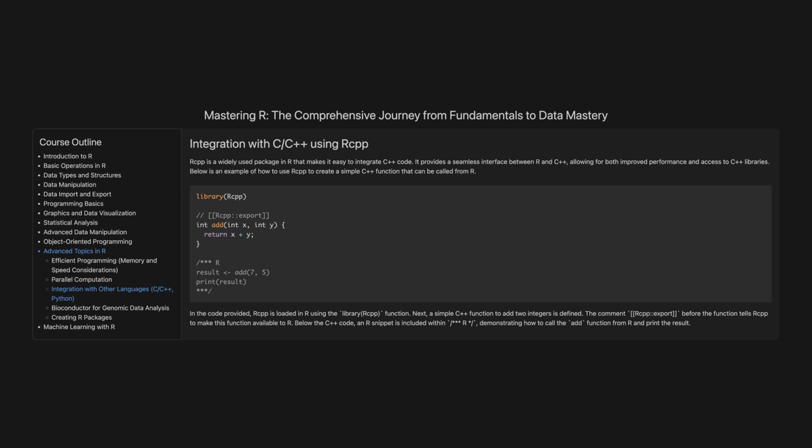In the code provided, Rcpp is loaded in R using the library(Rcpp) function. Next, a simple C++ function to add two integers is defined. The comment Rcpp export before the function tells Rcpp to make this function available to R. Below the C++ code, an R snippet is included within /*** R, demonstrating how to call the add function from R and print the result.